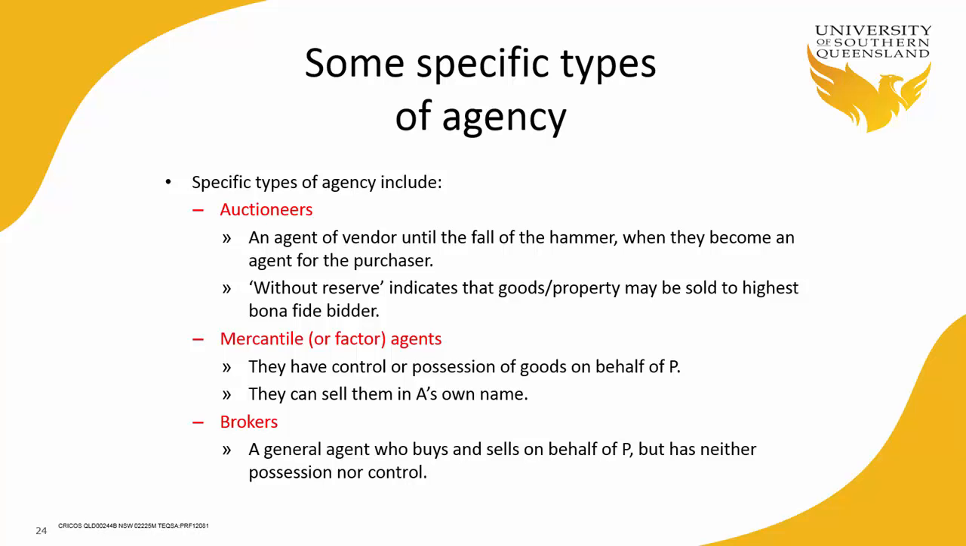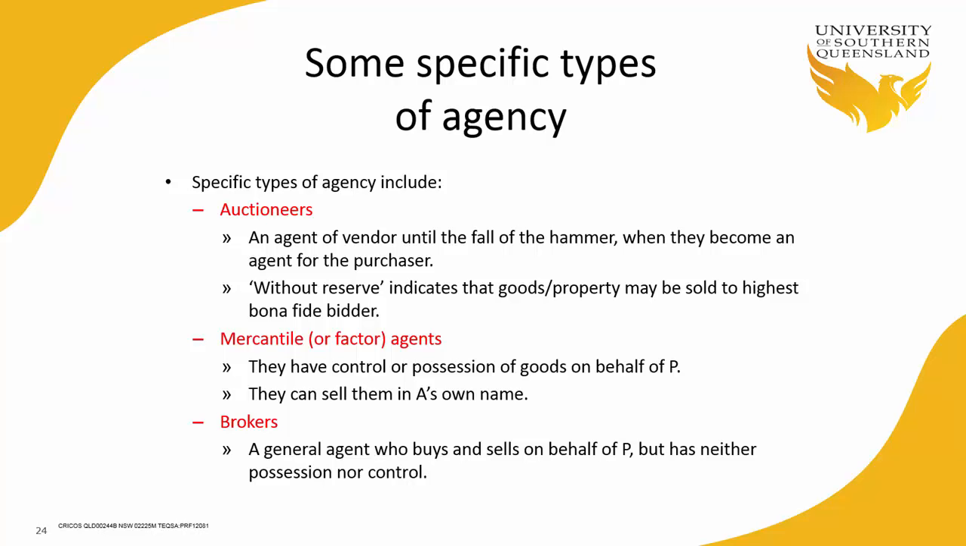bind the principal. Okay. So that means that the authority of the auctioneer is limited, and acceptance of a lower price than the reserve won't bind the principal. So if they accept something below this reserve, that is not a valid acceptance.